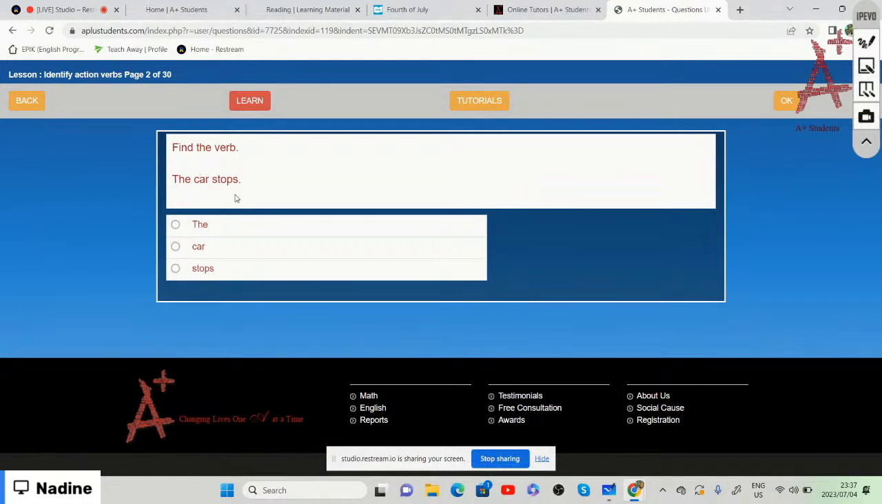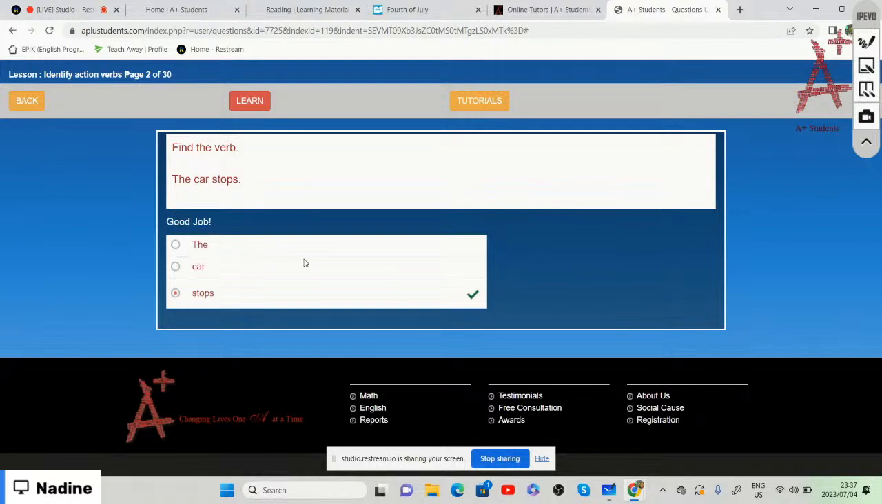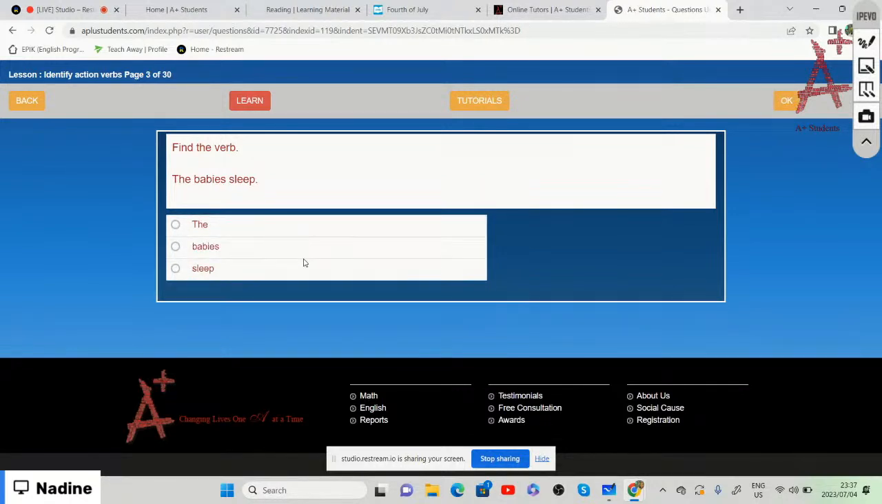All right, the car stops. We need to choose the correct verb. If you say stops, that shows what the car is doing, right? Then that is correct. Wonderful. The babies sleep. What are the babies doing? Right? You need to find the verbs. The babies sleep.